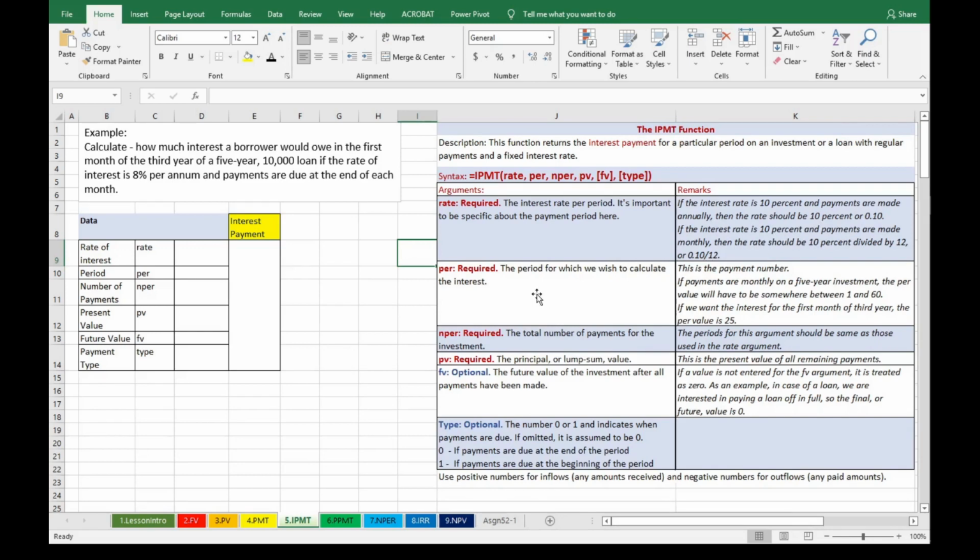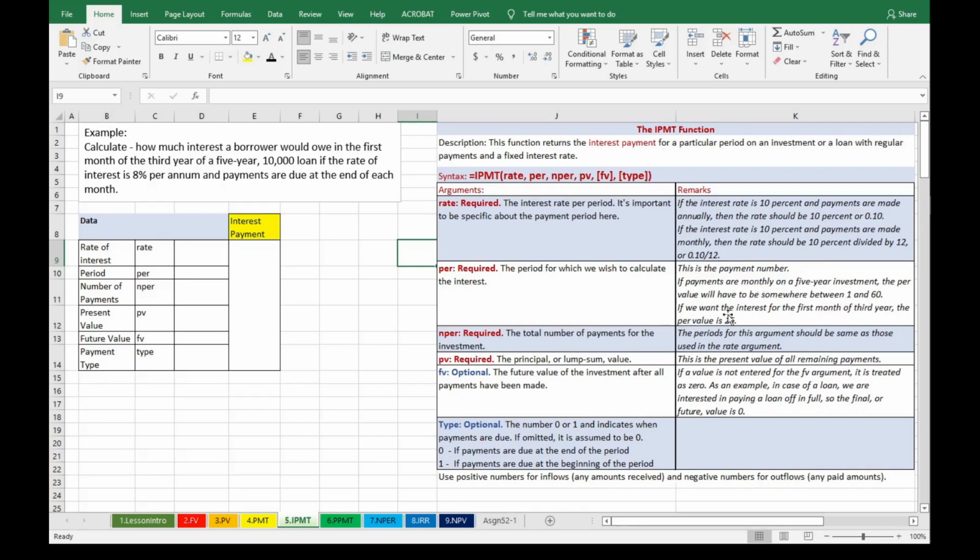Then PER is also required, and this is the period for which we wish to calculate the interest. This is a payment number, and this is important now. If payments are monthly on a 5-year investment, the PER value will be somewhere between 1 and 60, because 1 month and 60 months for a 5-year period.